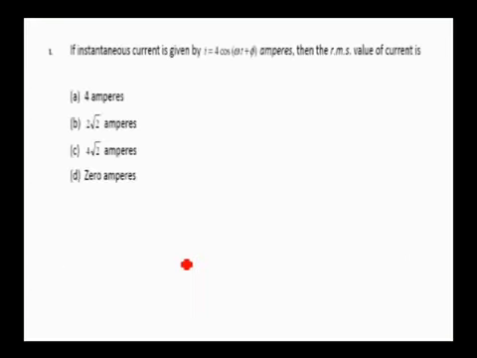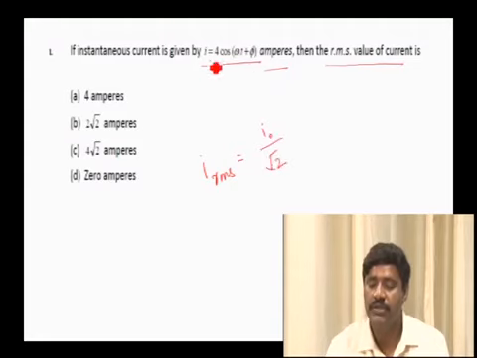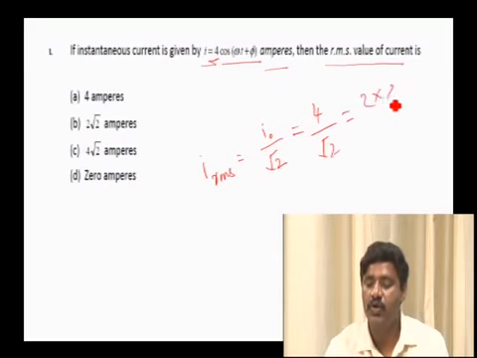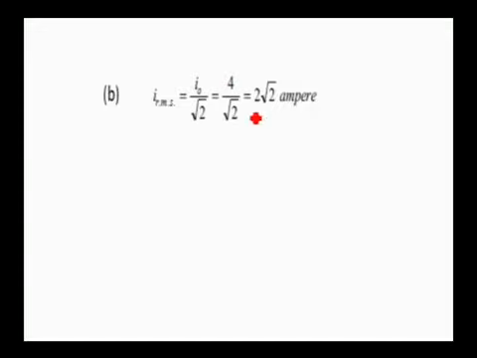Let us go with the MCQs. We have an expression like I is equal to 4 cos omega t plus 5 ampere. Then the RMS value. We have an expression for RMS value: RMS is equal to I naught divided by root 2. This is the peak value, which is 4 divided by root 2, and 4 is nothing but 2 into 2, divided by root 2. 2 by root 2 is nothing but root 2, so that is equal to 2 root 2 ampere. That is option B. It can be done like this, I naught by root 2.